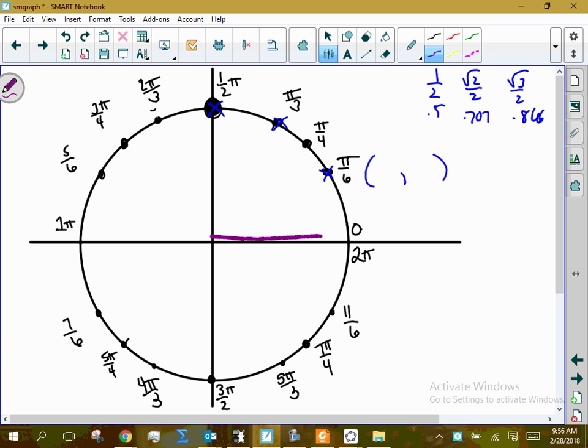I've got to travel to pi over 6, I've got to travel that purple distance. To pi over 4, I've got to travel that green distance. And then to pi over 3, I've got to travel that red distance. Does it make sense which one of those is largest? The purple one, right? So does it make sense that's got to be radical 3 over 2? That's going to be radical 2 over 2, and that's got to be 1/2. Does that make sense to everybody? All right. I will finish.